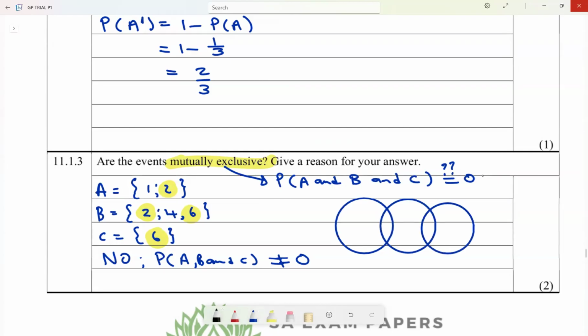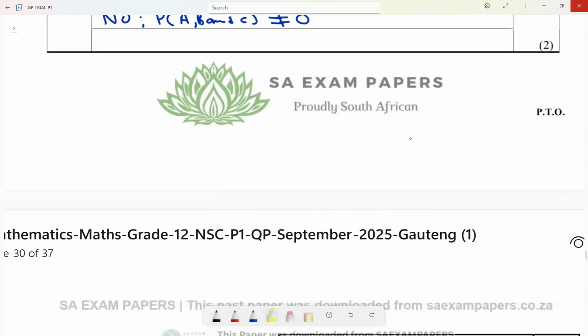If I'm correct, it is something like this. The intersection between A, B, and C. So between A and B, it is 2, and then A will just be A, and B will just be 4, and then 6 is shared like that. So this is what we have. Can you see? Since we still have the intersection part, the events are not mutually exclusive.